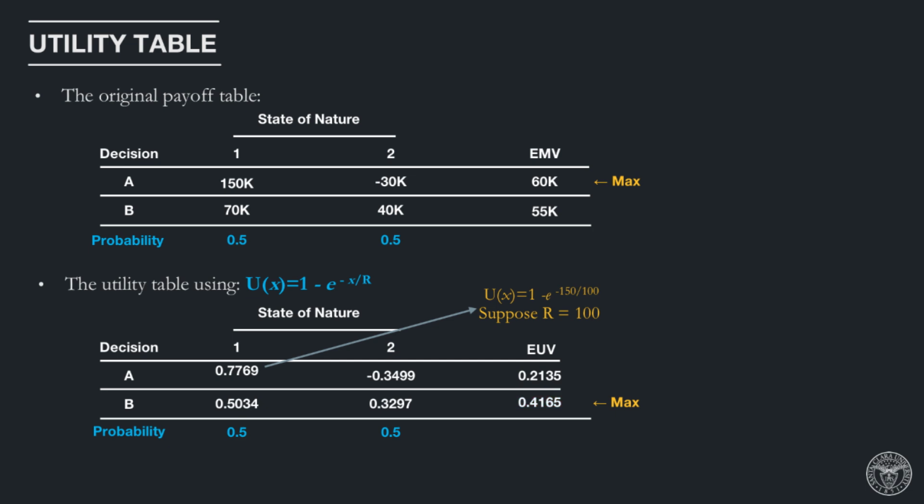Comparing the expected utility value of decision A and B, we can find that decision B will give us a higher utility. So we choose decision B over decision A. And you can find that if you use utility, you are going to have decision B as your optimal strategy. But if you use EMV, you are going to have decision A as your optimal strategy. So you can see that your psychology actually plays a role in your decision making.